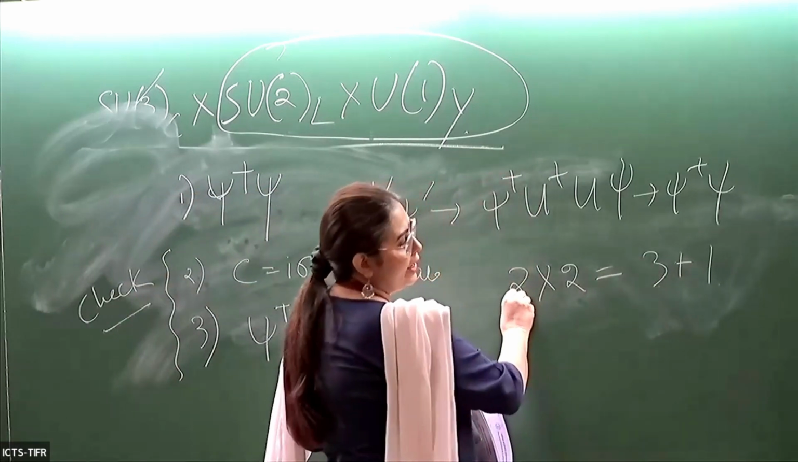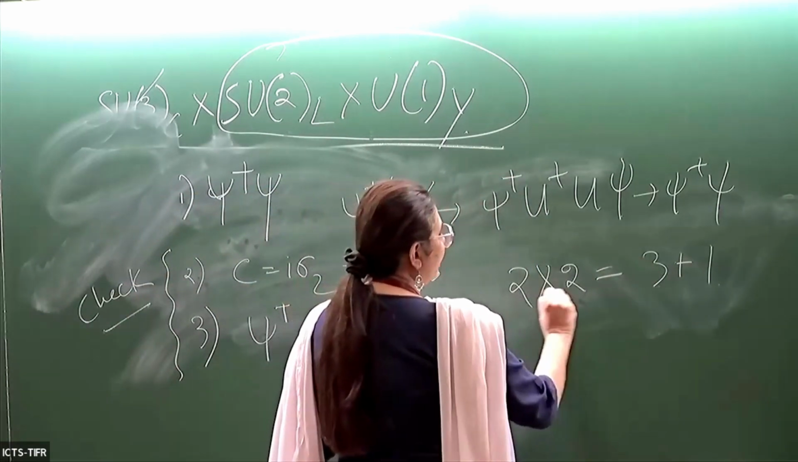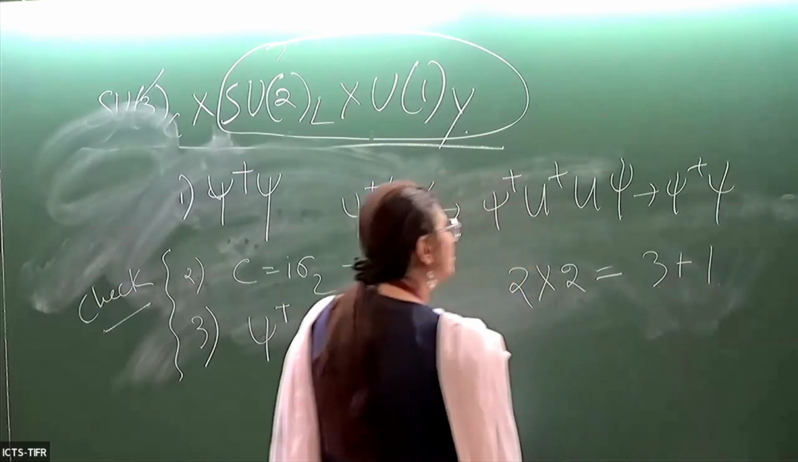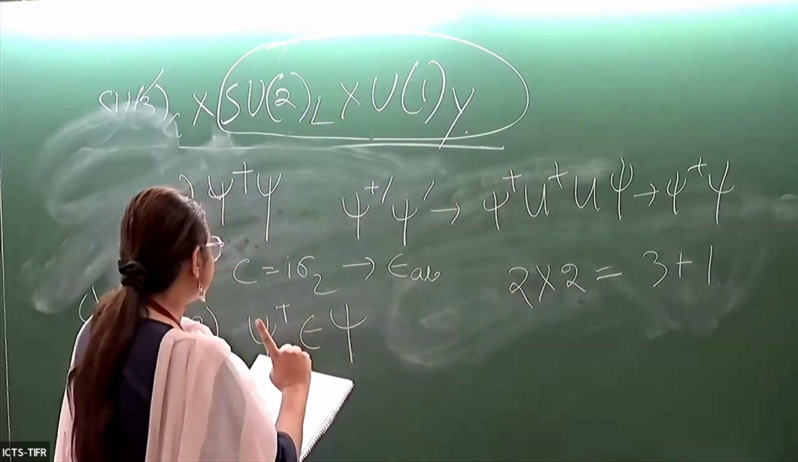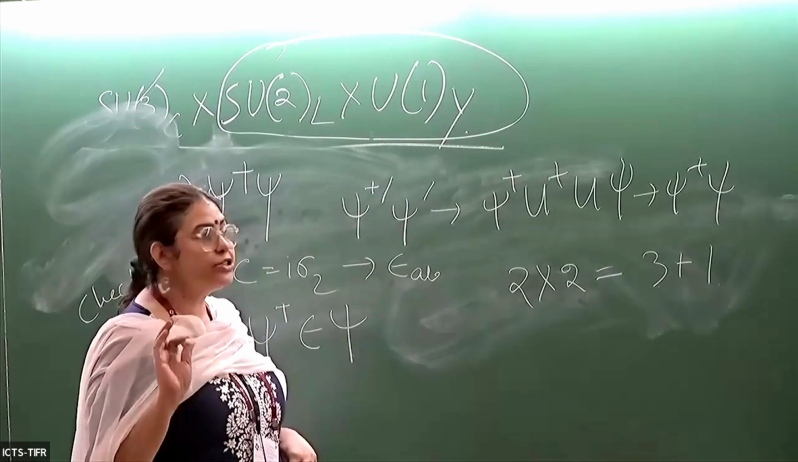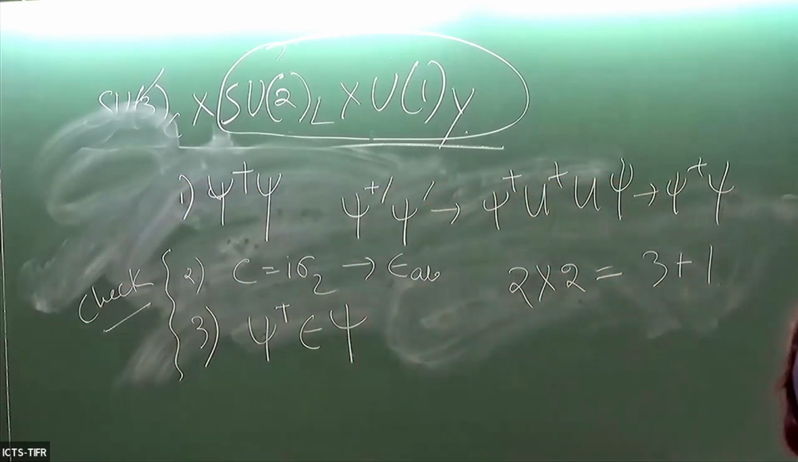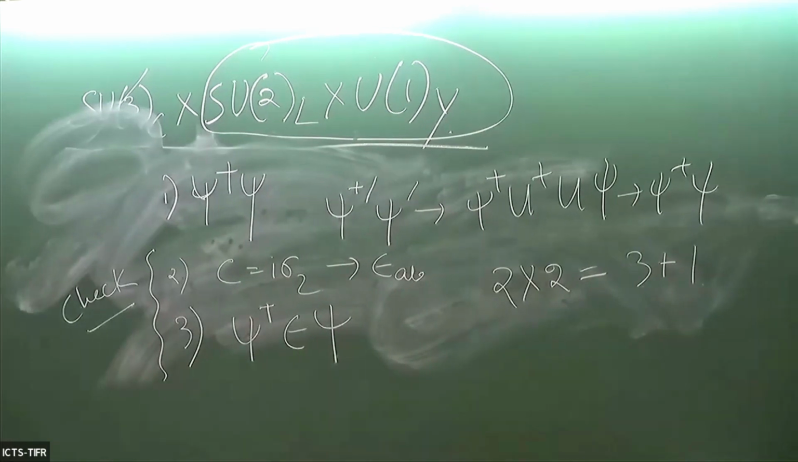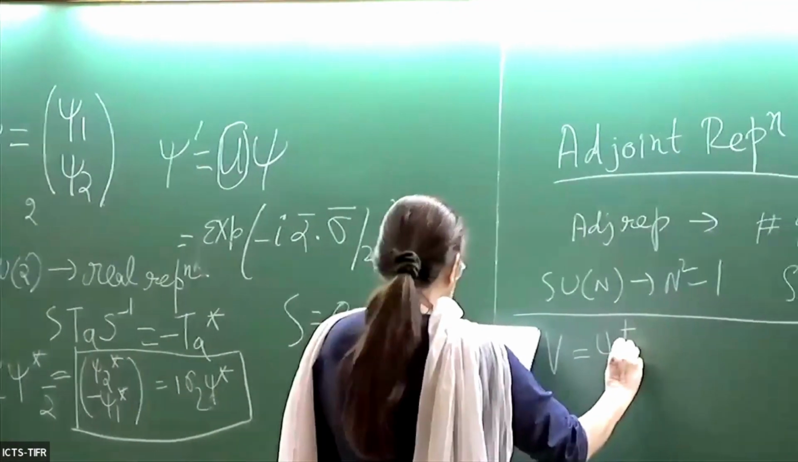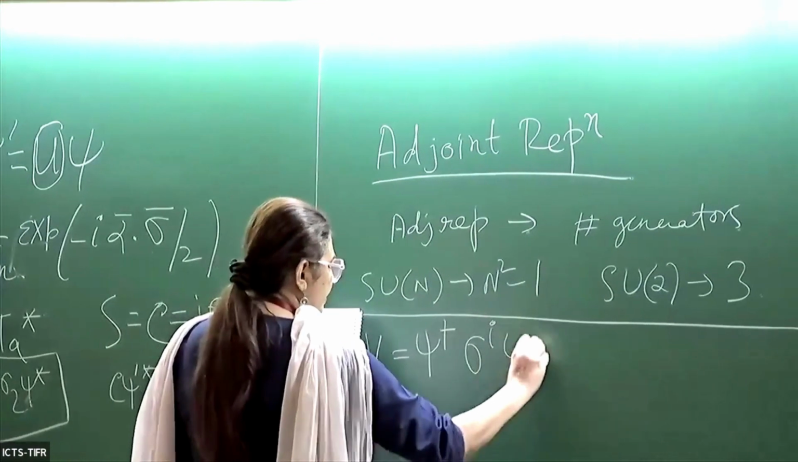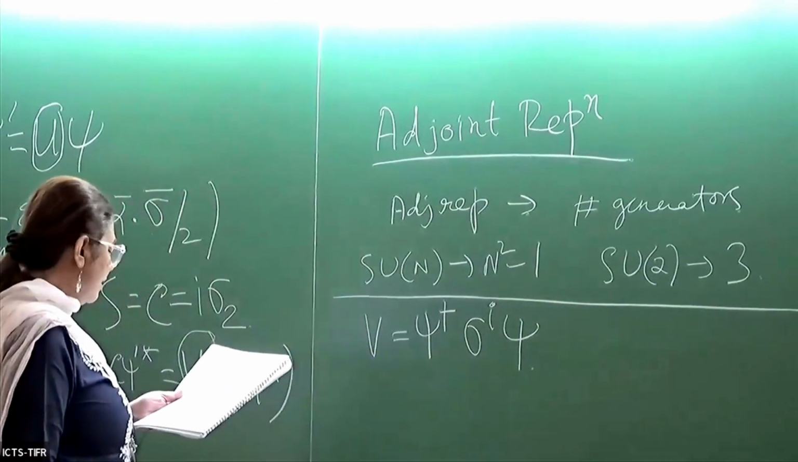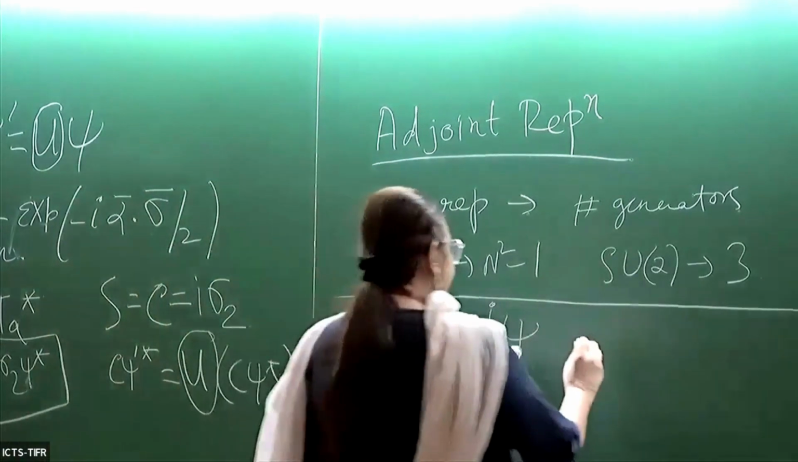So I know I have the doublets in the standard model. I know how I combine 2 doublets to write a singlet. How do I write a triplet? In the standard model, does anyone know, when you write a triplet term from 2 doublets, what will you write? So we write this as psi dagger sigma I psi, where sigma I are the Pauli matrices.